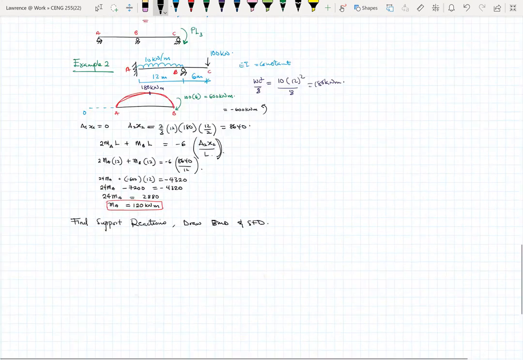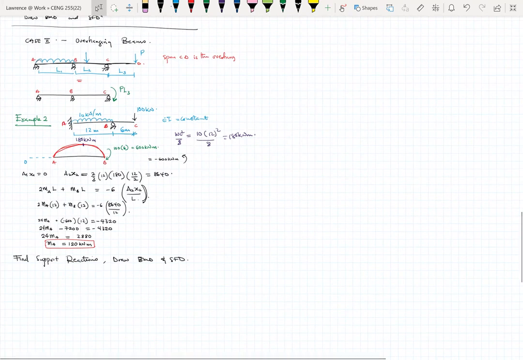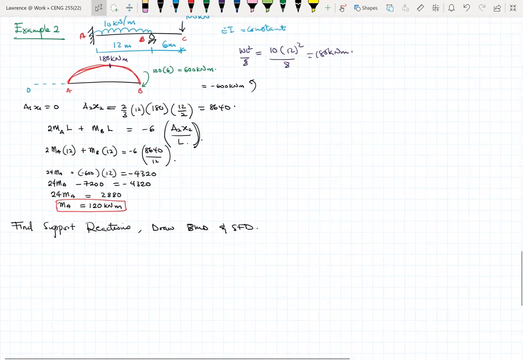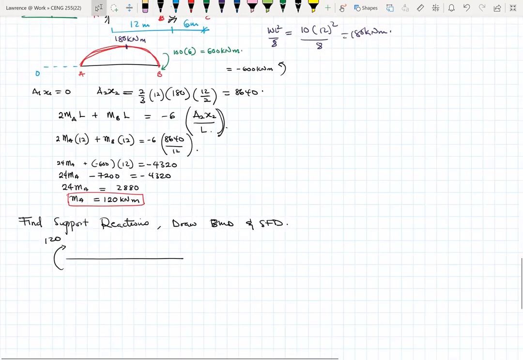So let's just go through it one more time and solve for all these support reactions. Now that we know MA, I can come back here. MA is 120. So I maintain the positive directions and I maintain the value as well. So we need to find VA, find VB, and then we have this load of 100 kilonewtons. Then we also have the UDL.